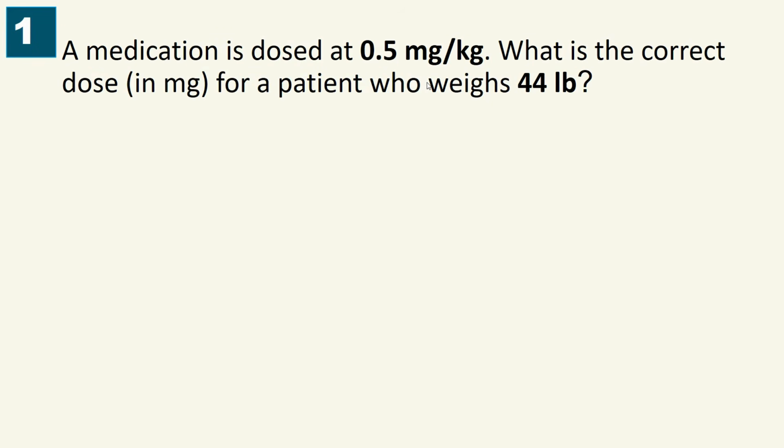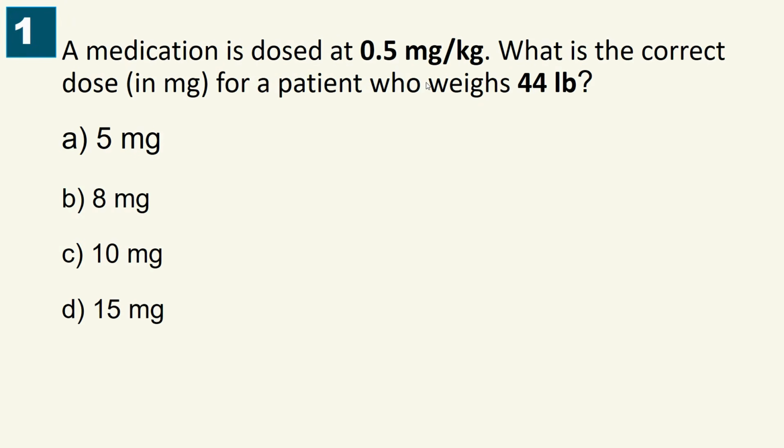A medication is dosed at 0.5 milligram per kg. What is the correct dose in milligram for a patient who weighs 44 pounds? A, 5 milligram; B, 8 milligram; C, 10 milligram; D, 15 milligram.